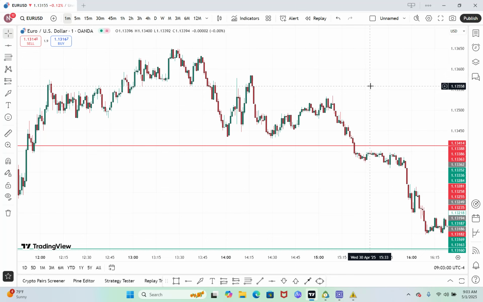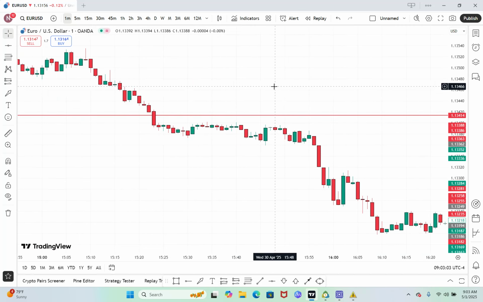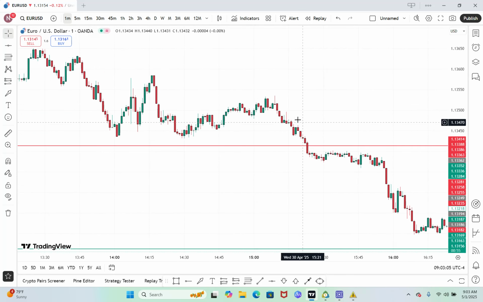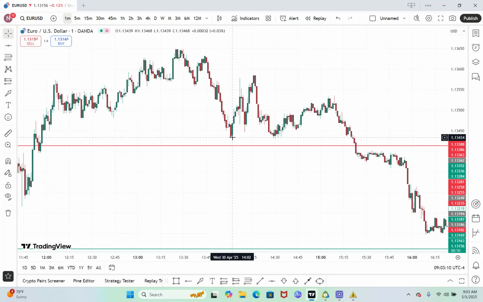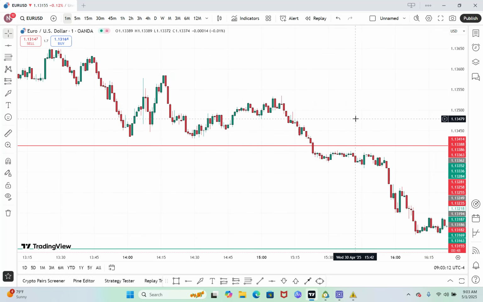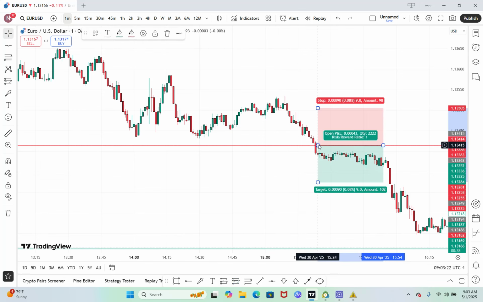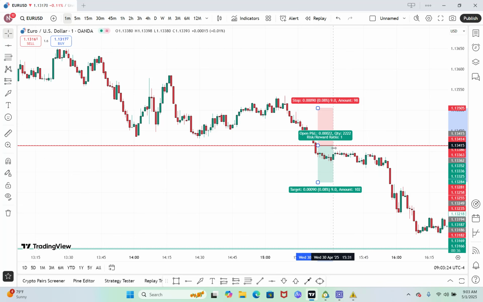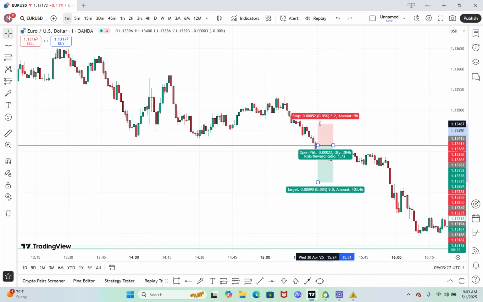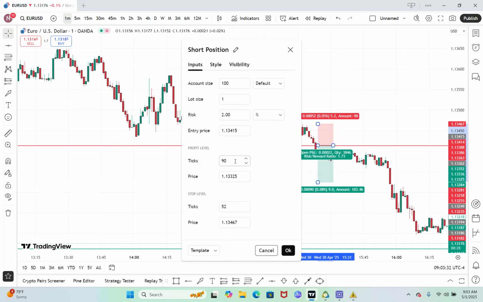Okay, so right here we have something. This era right here, sellers seem to be in control of the market. Break below this era right here, farming this era. So let's see if we can find something. Risking 52 pip to make 150 pip.